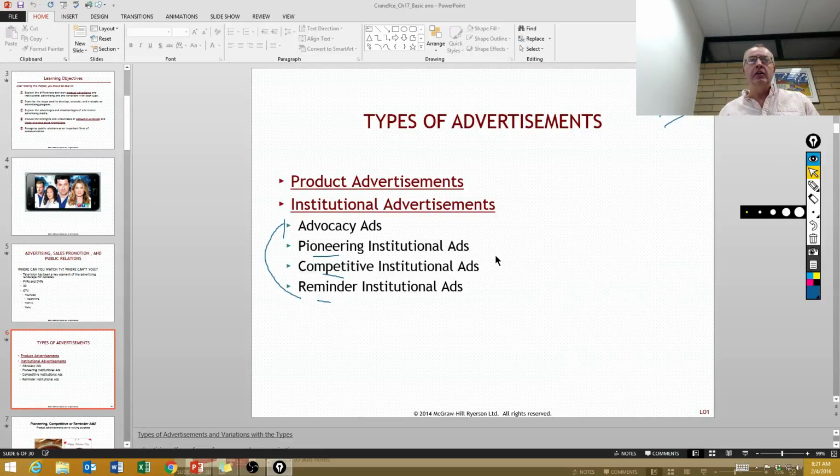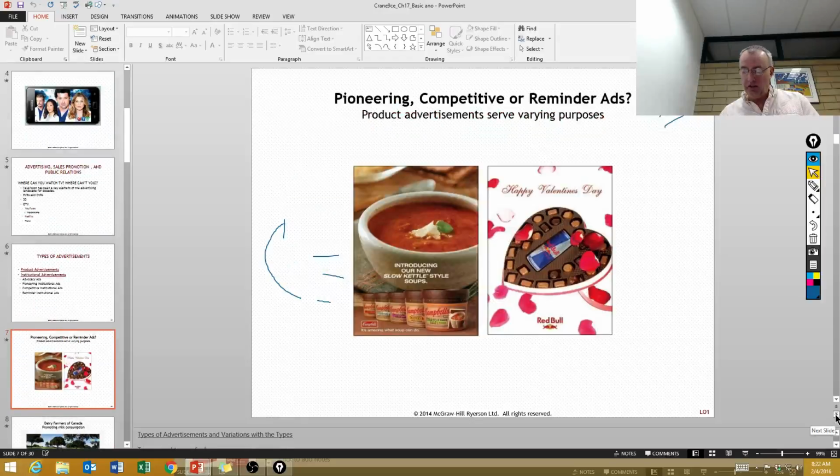institutional ads. Pioneering institutional ads are ads that tell the market what the company is, what it does, and where it's located, and it's analogous to the pioneering ad used in product advertising. Then we have competitive institutional ads, which promote the product class over another product class.